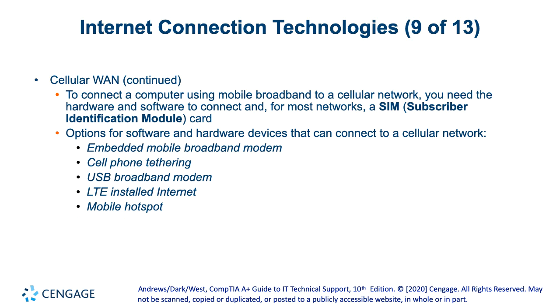To connect to a cellular network, you need the proper hardware and software plus a subscriber identification module, or SIM card. There are many options for hardware. Some are mobile modems, cell phone tethering, and mobile hotspots.